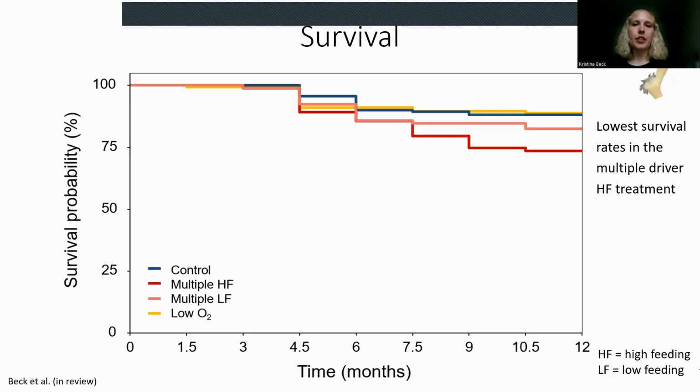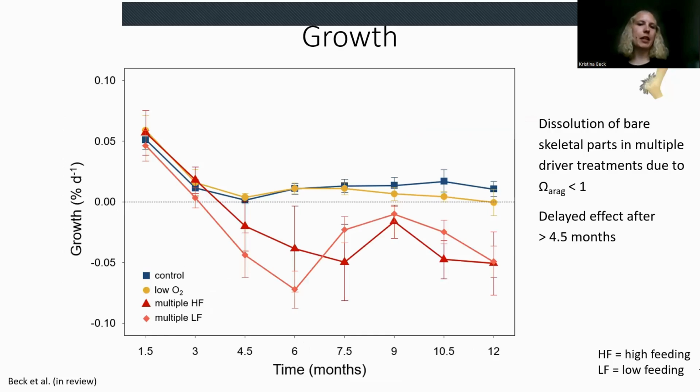So this first graph here shows you the survival rate over the whole duration of the experiment. And as you can see, the survival rate doesn't really differ that much between the different treatments. It's a little bit lower in the 2 multiple driver treatments, but really doesn't differ that much. But then when we look into the growth rates of the live corals, you can see a clear difference between the 2 multiple driver treatments and the control and reduced oxygen treatment.